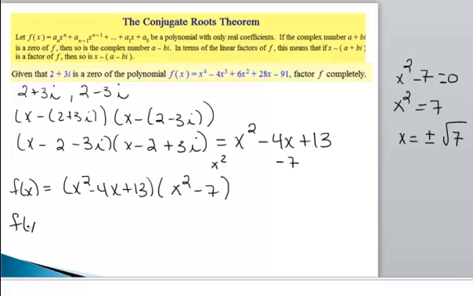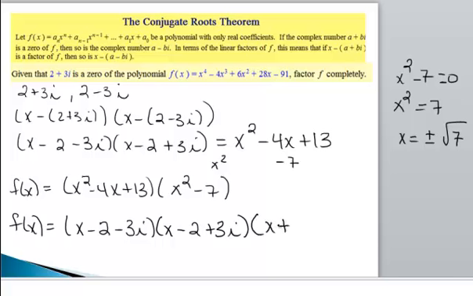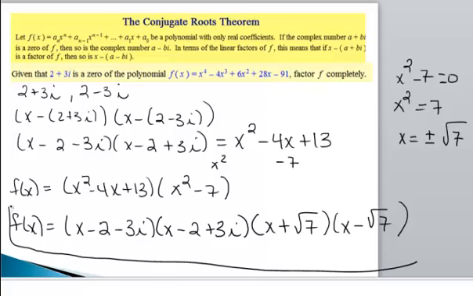So to factor this completely, this one we already have the factors up here. So we're going to have x minus 2 minus 3i, x minus 2 plus 3i, and for this one it will factor into x plus the square root of 7, x minus the square root of 7. We have now factored this polynomial completely.